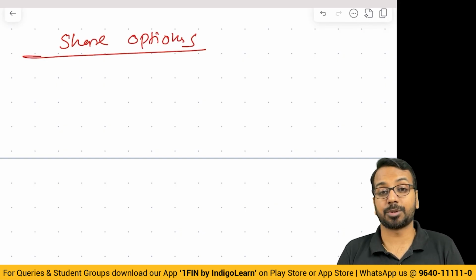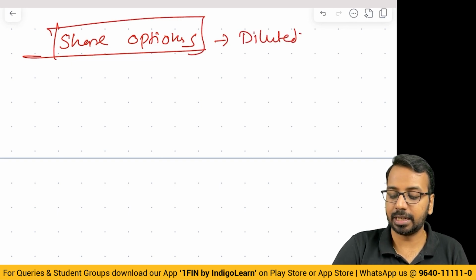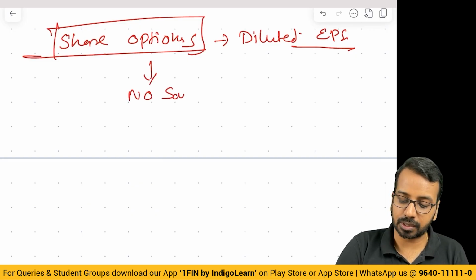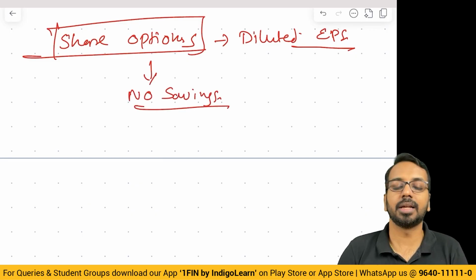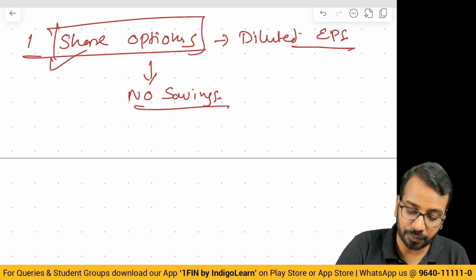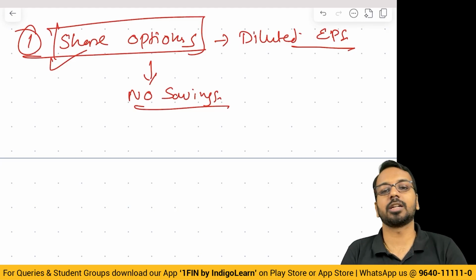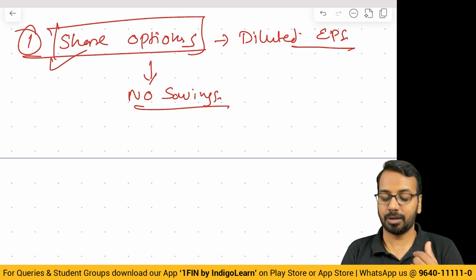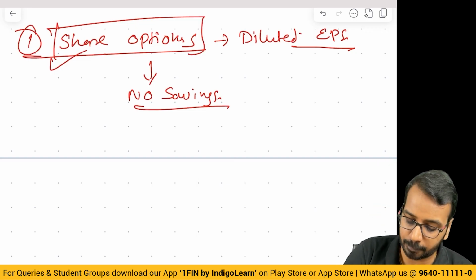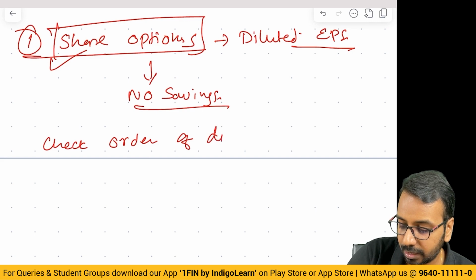Now whenever there are share options, these share options also create diluted EPS, and here there is no savings. Here there is no savings that you will see. So whenever there are share options, first you will take share options, then in the order of dilution you will consider the remaining options. For example, dividends and your interest. Now how do we do that? How to check order of dilution?